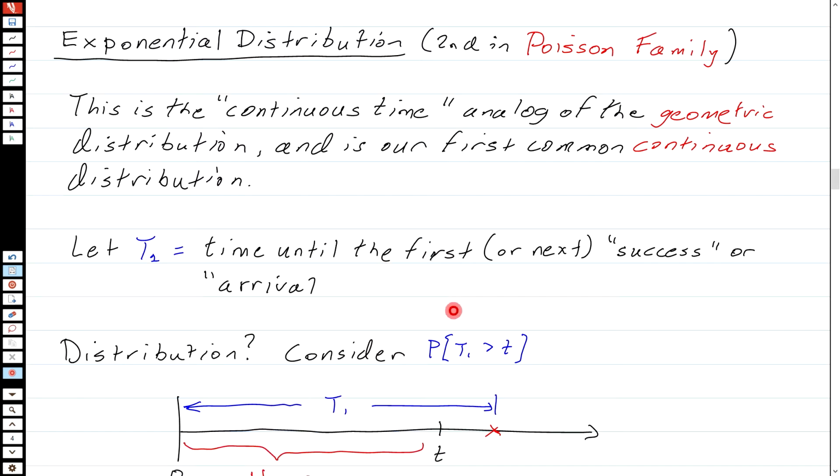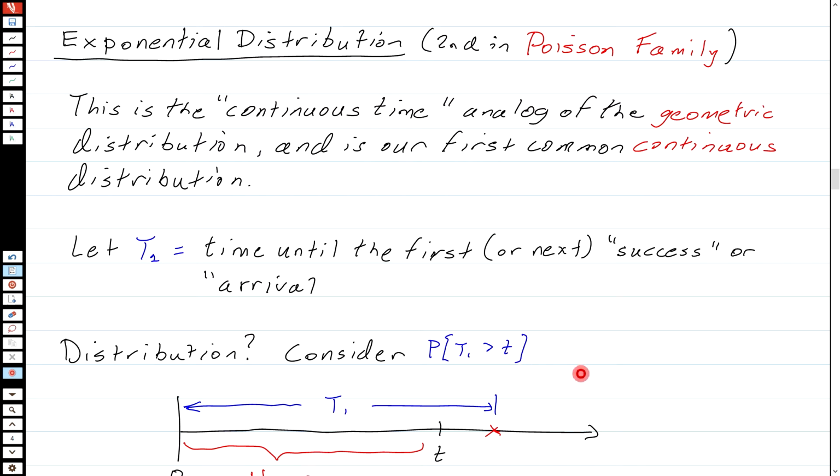And of course then T1 is random, and we have to take a look at what its distribution is. Let's as usual consider a specific example and see if we can use that to derive the distribution of T1. Let's take a look at the probability that T1 is greater than t. Now remember, T1 is the time to the next success or arrival.